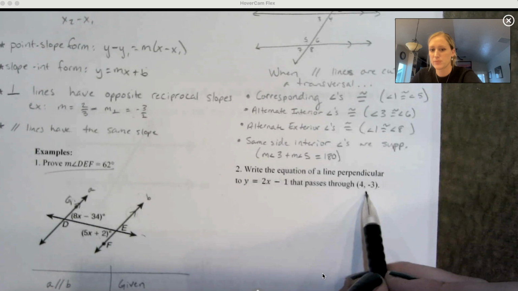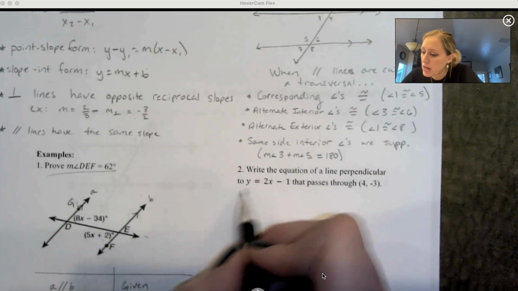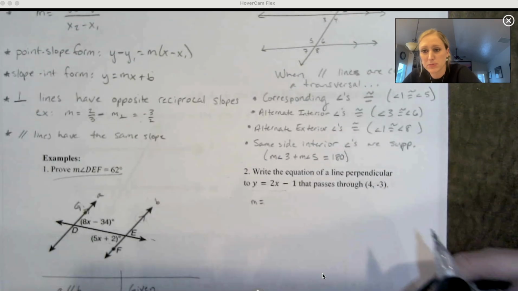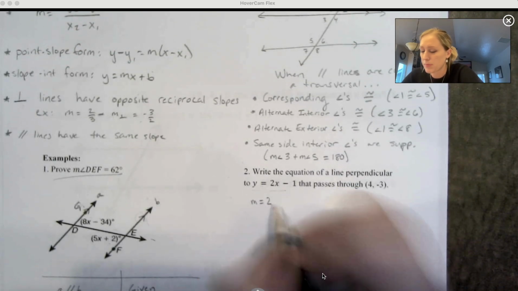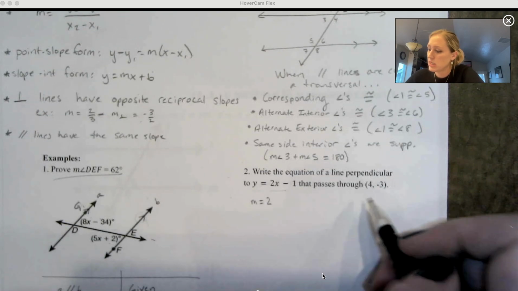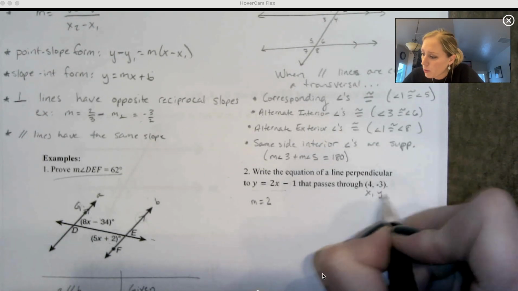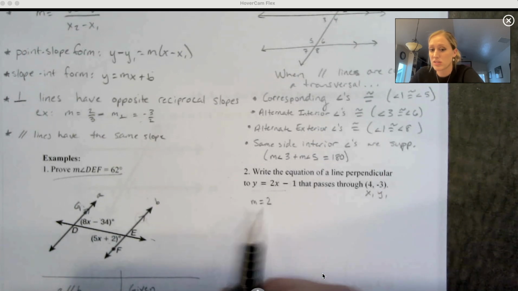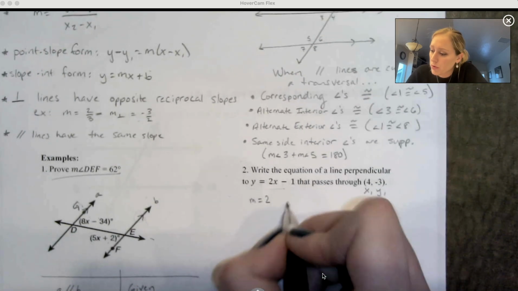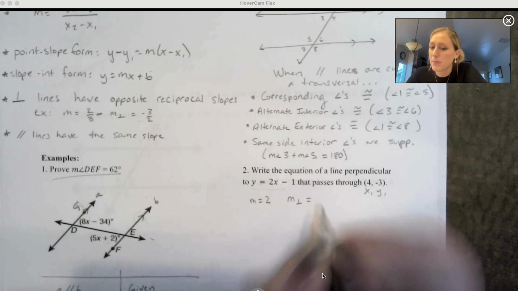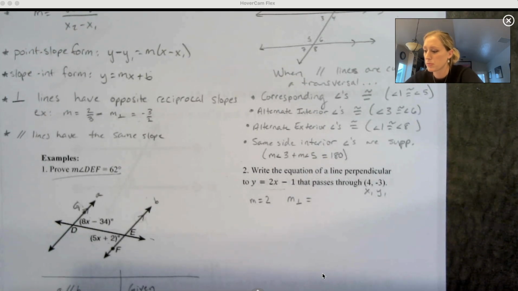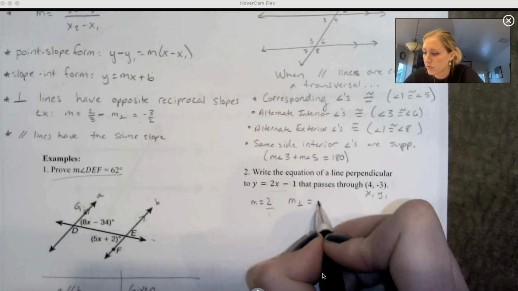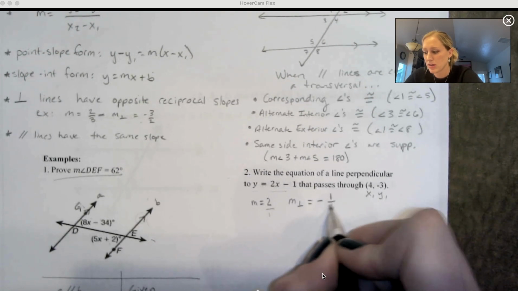Okay, so let's start with what we know. This line, what is the slope of that line? Well, it's in y equals mx plus b, slope-intercept form. My slope is the number in front of x, 2 in this case. This is a point x1, y1. So I want it to go through this point, and I want the slope to be perpendicular to this one. So if my slope is 2, that means the perpendicular must have opposite reciprocal slope. So if this is really 2 over 1, positive, opposite would be negative, and reciprocal would be flip.